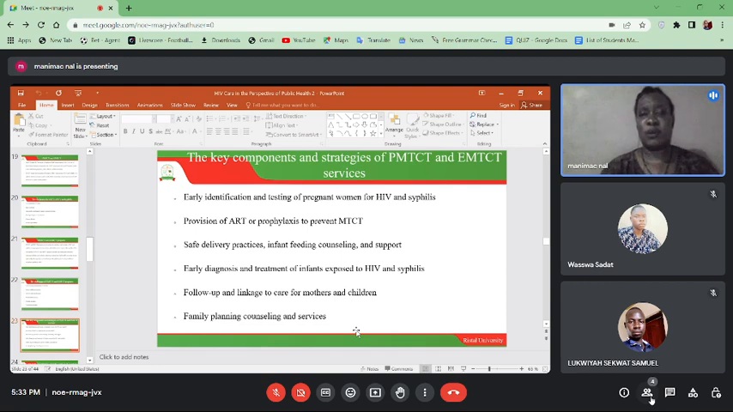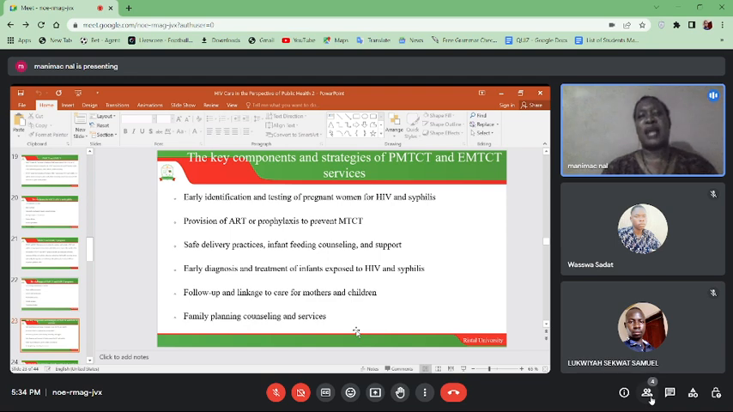So furthermore, what strategies can we use via these two programs? What could be the key components to use via these programs? Number one is that we need to identify early and test pregnant women for HIV as well as syphilis. Okay, because we know syphilis is another seriously complicating case, more especially even if a woman is not positive with the virus. But we know the complication of syphilis, it can also make a person infertile if it is not treated very well.